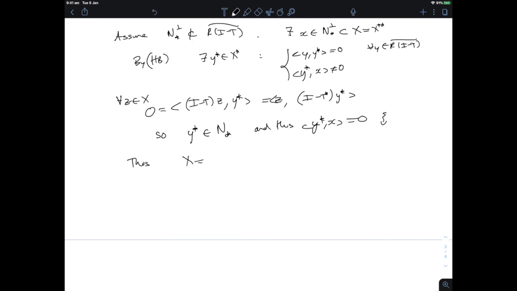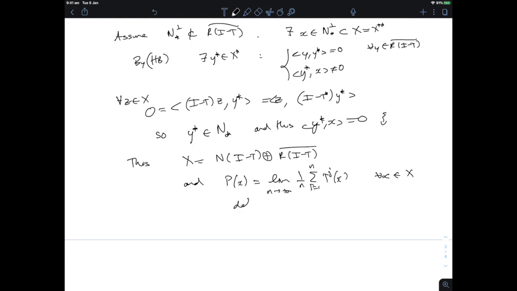We have proven that x splits into the null space of identity minus t and the range of identity minus t, and we have proven that the projection onto that null space, let's call that p, applied to a point x will always be the limit of the Cesaro averages of the powers of t applied to x for all x in x. This defines the projection onto the null space of identity minus t, which is also exactly the range of that operator p. That concludes the proof of Yosida's extension of von Neumann theorem from Hilbert spaces to reflexive Banach spaces.